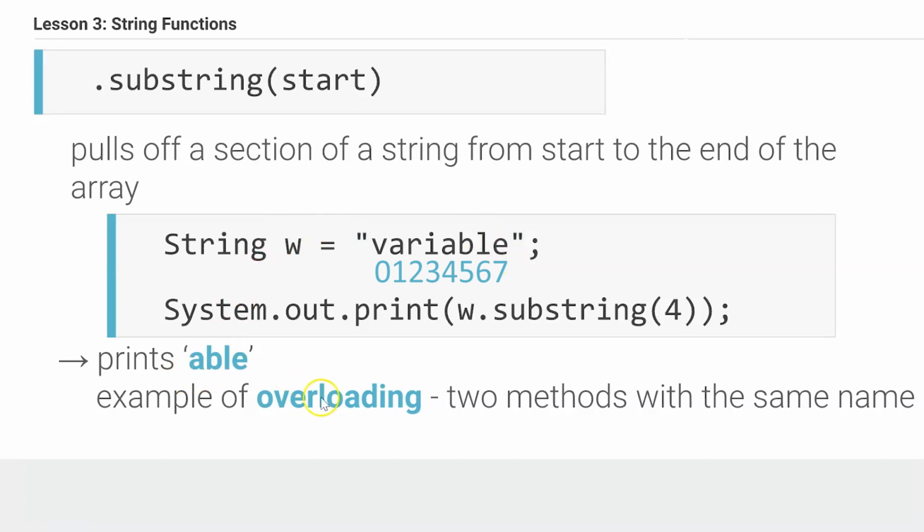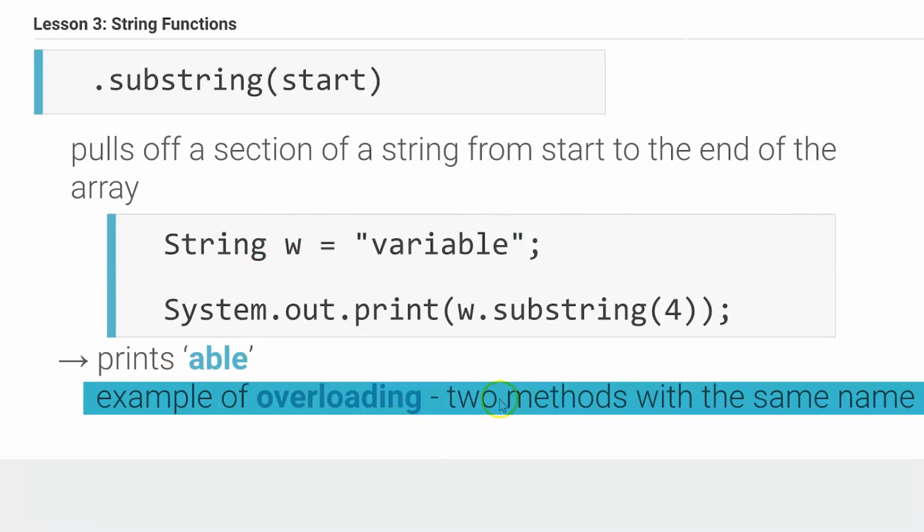Now you'll notice that this is an example of overloading, which is a term we're going to continue to come back to in this class. Basically what that means is that we have two methods that have the same name, but they have different arguments or different sets of parameters being passed in, and so they work slightly differently.